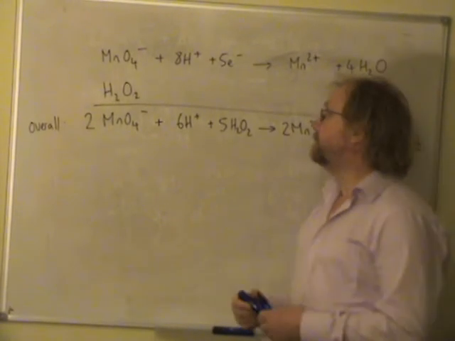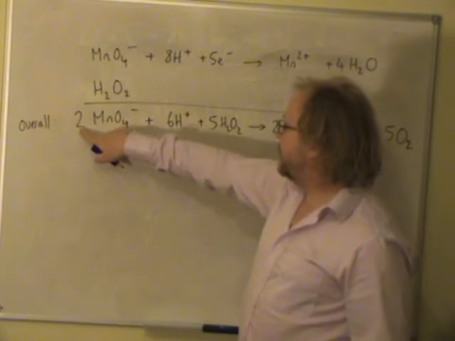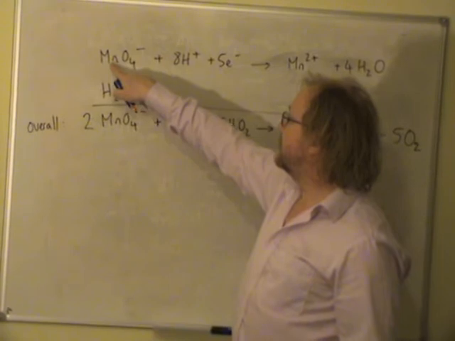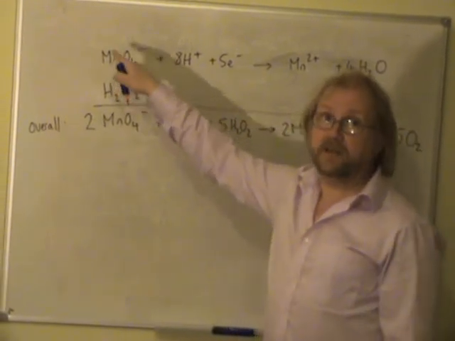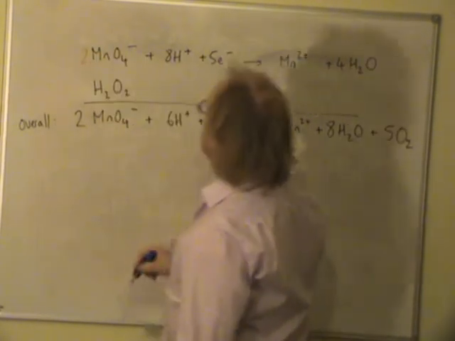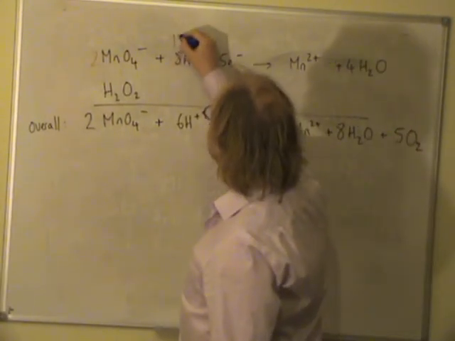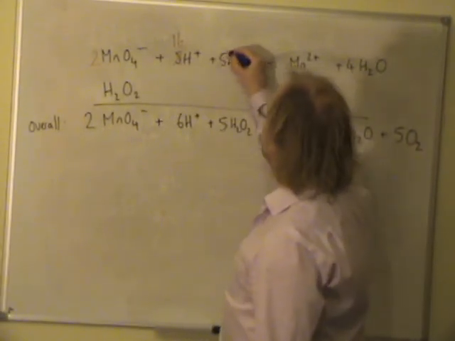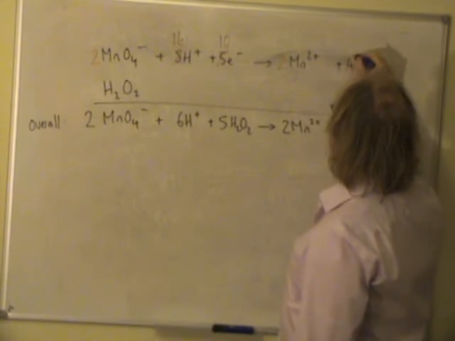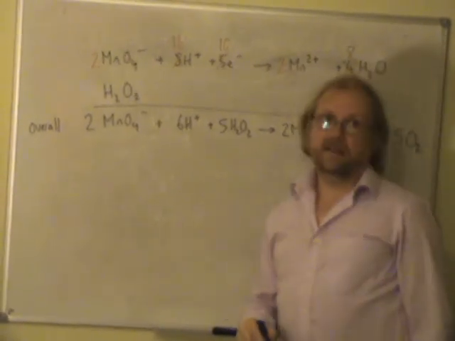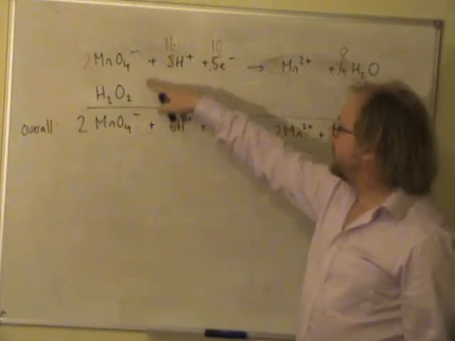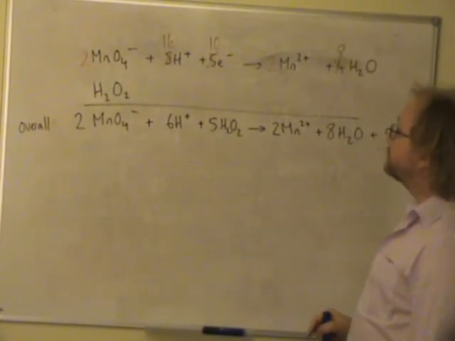So the starting point is that in the overall equation we've got 2 moles of MnO4 minus, so we're going to have to double that half equation that you're given for reduction of MnO4 minus. So we're going to get 2 MnO4 minus, that's going to become 16 H plus, and 10 electrons goes to 2 Mn2 plus and 8 H2O. And then really what we've got to do is to say, well, what do we have to add to that in order to reach this equation at the bottom?